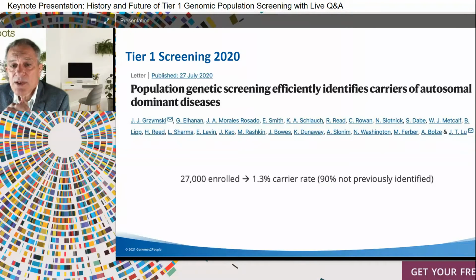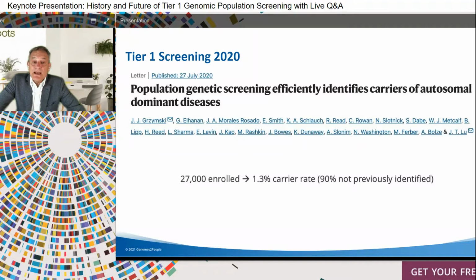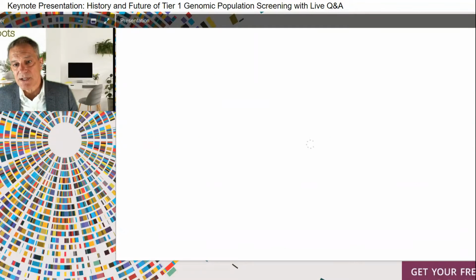Another paper came out in 2020 with the Healthy Nevada people and Helix people looking at the same question. They found a 1.3% carrier rate, and 90% of those had not previously been identified as mutation carriers. Wow. I mean, think about that. If you think this is important to know, 87% in Geisinger and 90% in Nevada are not getting identified by traditional medical means. So this obviously argues in favor of some kind of population screening.